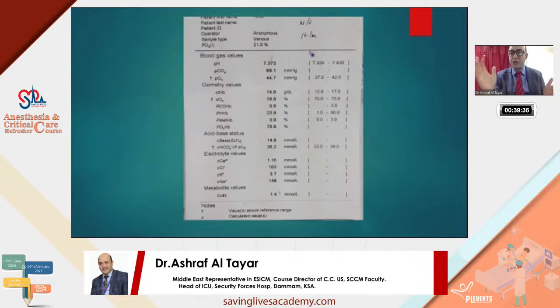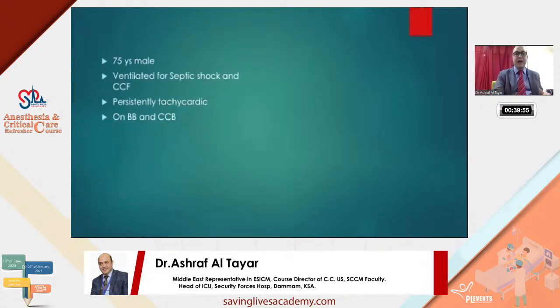Without echo, you wouldn't diagnose heart failure. Any patient with respiratory failure should warrant a diagnostic echocardiography examination immediately after admission to ICU, at any convenient time immediately after ICU admission. And also look at this patient who was in ICU. I rounded on him.